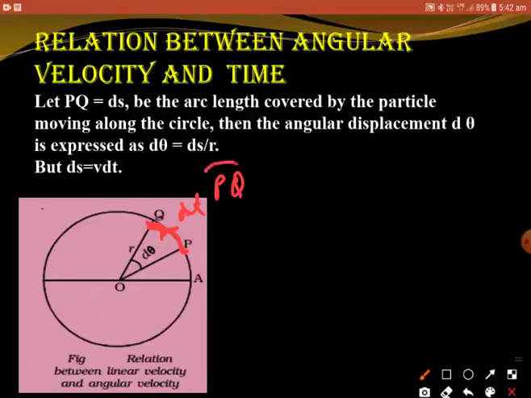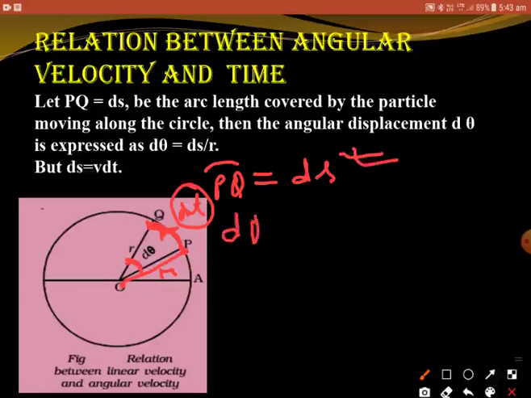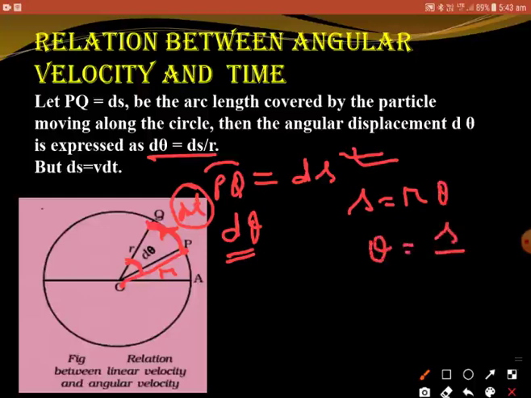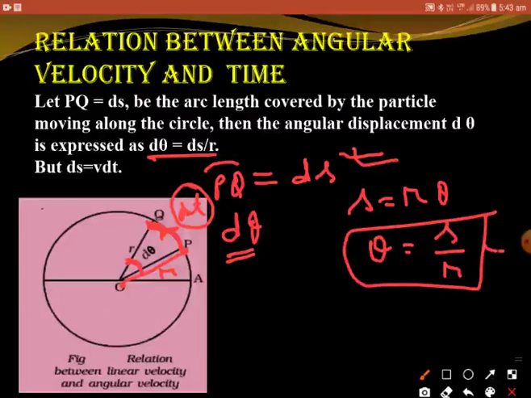This PQ, let me write it as arc length. This is nothing but ds, and r is the radius, no doubt. The angle described during the small time dt, the arc length will also be small, and so the angle described, or angular displacement, will also be small. Got it? So we express it in that form by using s is equal to r theta, or you can write it as theta is equal to s by r. So by using this relation, we have this first relation.